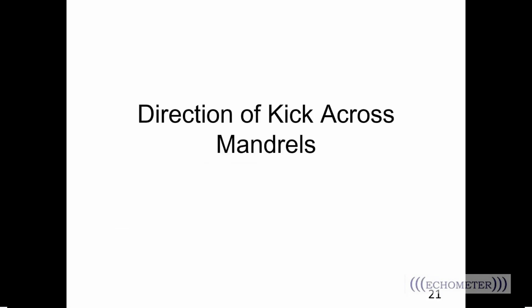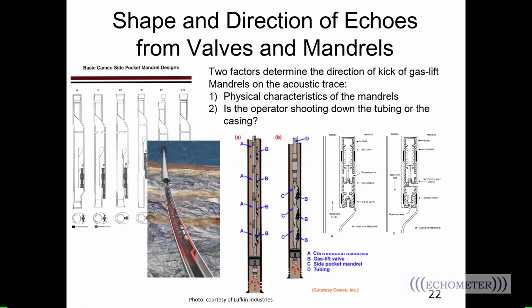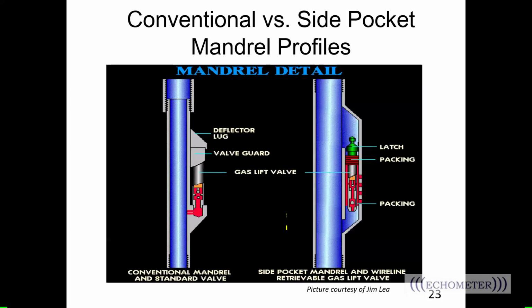All right, so direction of kick. The shape and the direction of the echoes across the valves depend on two basic factors. Number one, the physical characteristics of the mandrels, and number two, whether the operator is shooting down the tubing or the casing. There are many different types of valves and mandrels manufactured. The shape of the mandrel, as well as the space within the mandrel where the valve is located, is going to have an impact on the resulting acoustic echo. There's a big difference between conventional and side pocket mandrels because you have a larger profile, especially when you're shooting down the tubing.